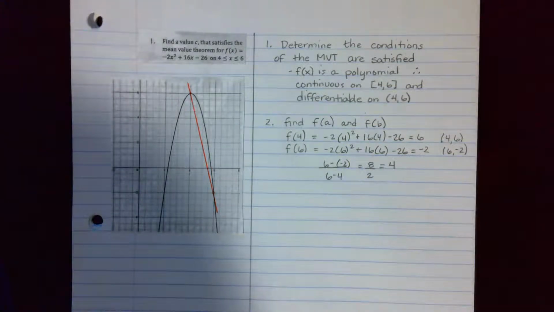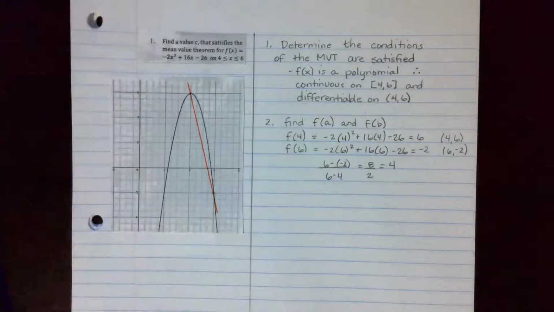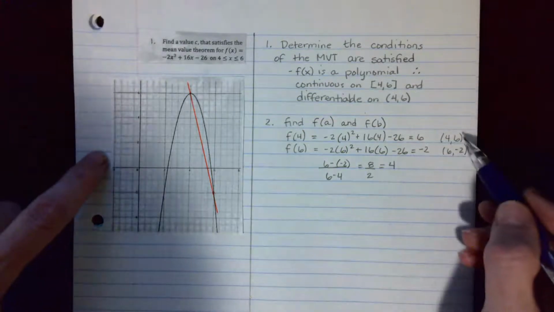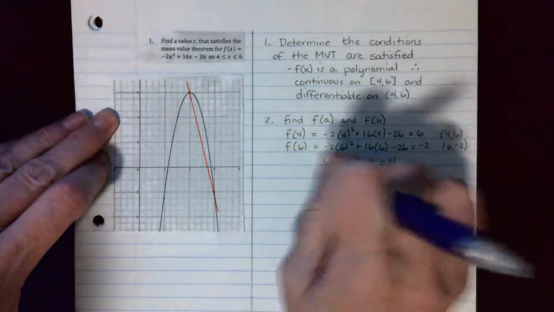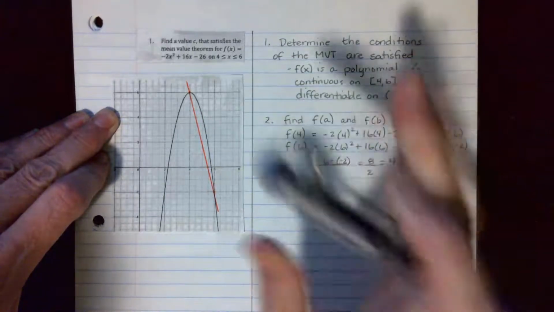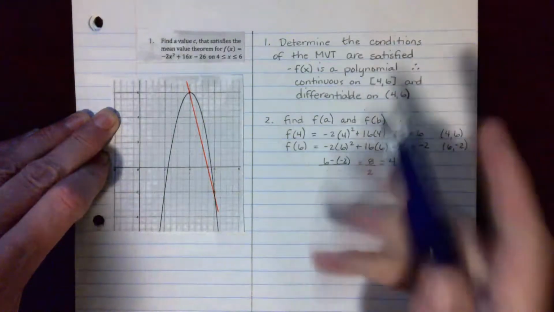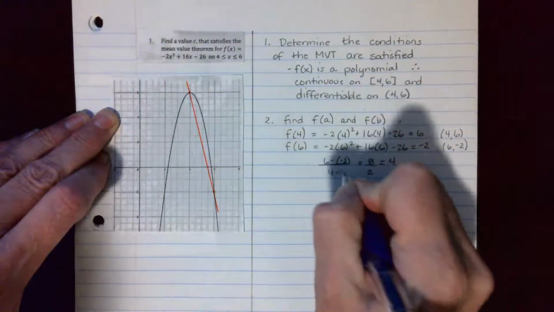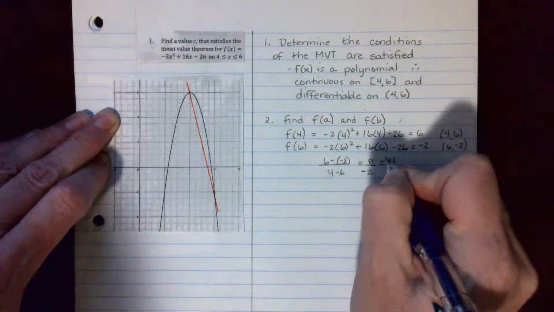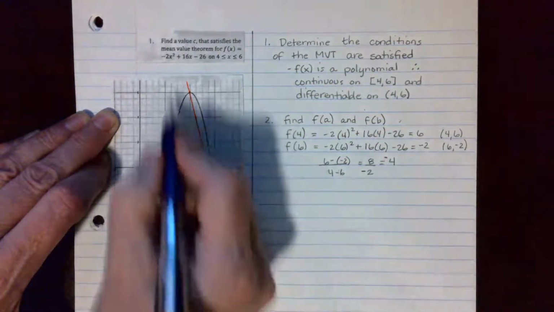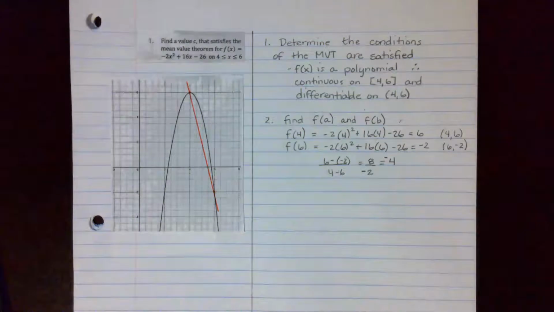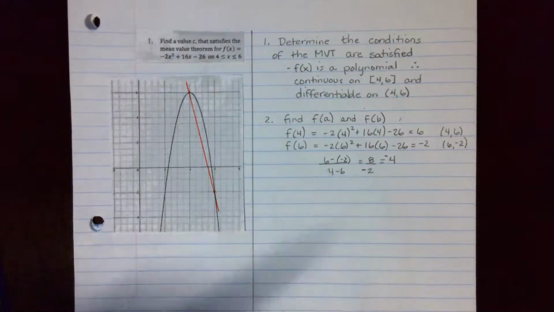6 minus -2, wait, it should be -4. What did I do wrong? I got 4. Oh, duh, I went backwards. Okay, I should have gone 4 minus 6. Man, that's a pretty basic mistake there, you guys. It's pretty bad. Okay, but I knew it should be negative because the slope is in the negative direction. Okay, so there's the slope of the secant line.